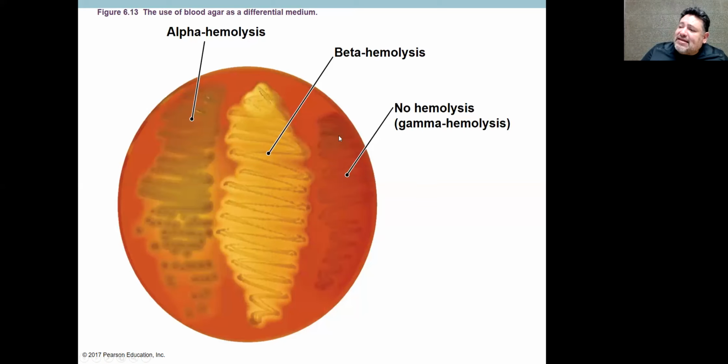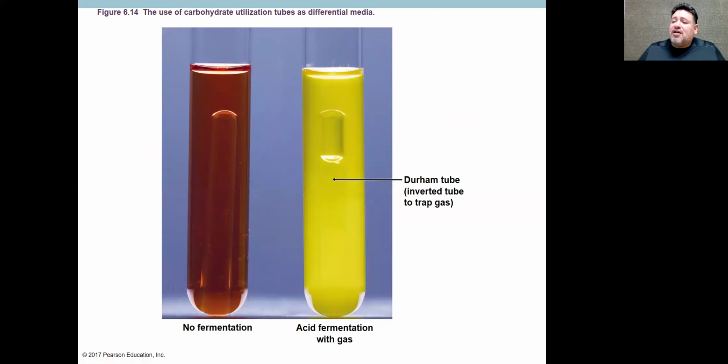Okay, so those are scary little guys. But the point is that this is the example of a differential media. In a differential media, more than one type of organism grows, but you can tell them apart. So that's a differential media. Here's another example of a differential media, okay?